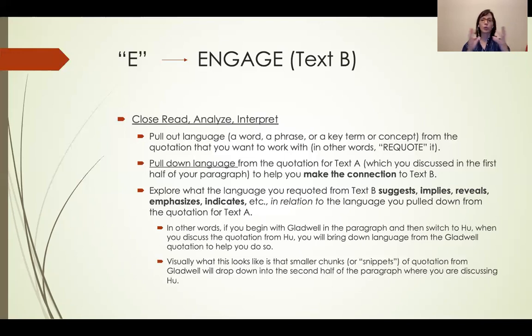Okay, so visually what this is going to look like is you're going to have smaller chunks or snippets of quotation from Gladwell drop down into the second half of the paragraph to where you're discussing Who, right? So in other words, the first half of the paragraph is all going to focus on Gladwell if you're starting with Gladwell. And then when you shift to Who, some of the language from Gladwell is going to drop down into that paragraph. And you're going to be kind of fusing and synthesizing the language from both texts to help form that connection to make it nice and direct.